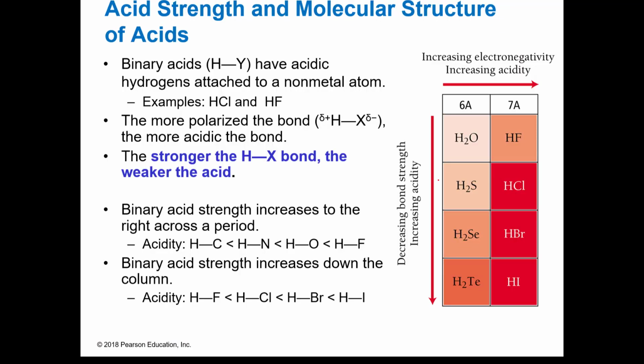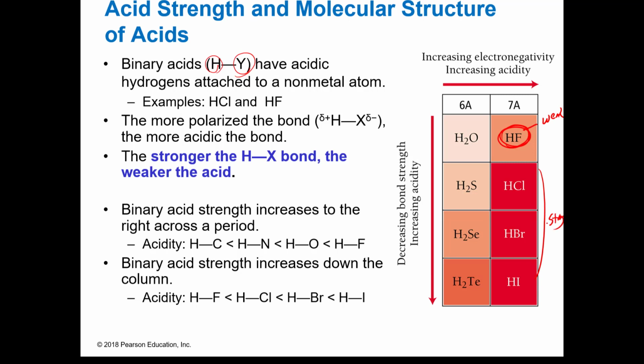I want to mention acid strength and molecular structure of acids as well. Binary acids means that you have a hydrogen and then a single thing attached to it. They're going to be nonmetals, and a lot of them are your halogens: chlorine, fluorine, bromine, iodine. HCl and HF are binary acids. The more polarized the bond, the more acidic. The stronger the bond, the weaker the acid. The strongest bond is this one right here, and that is a weak acid. All the rest of those are strong.